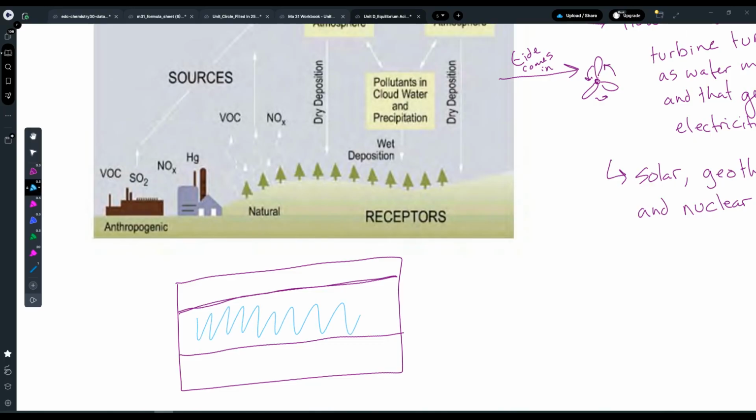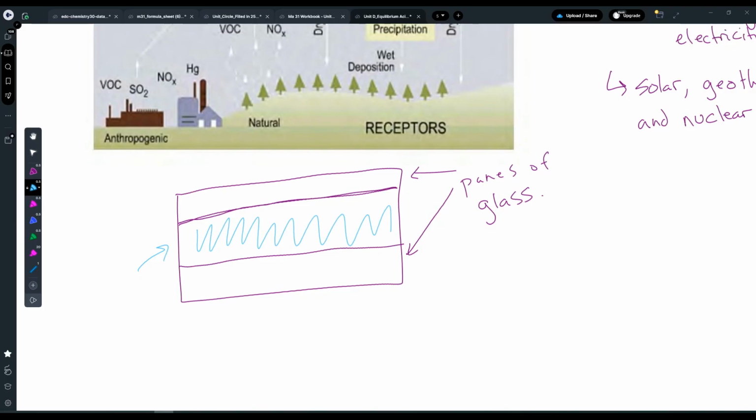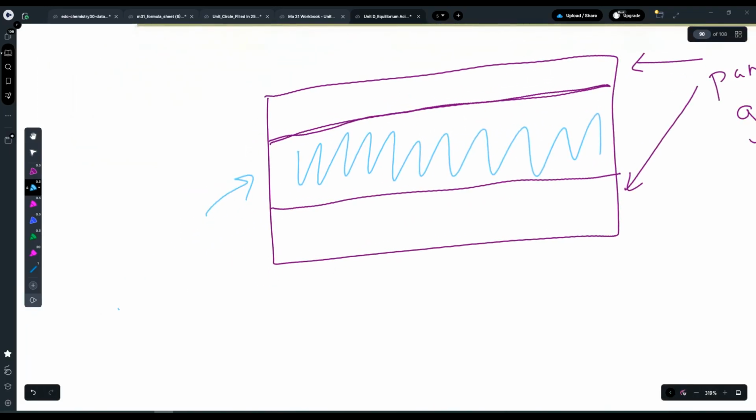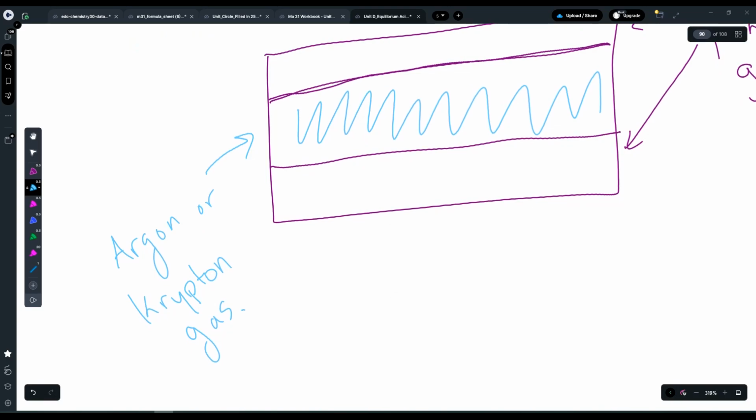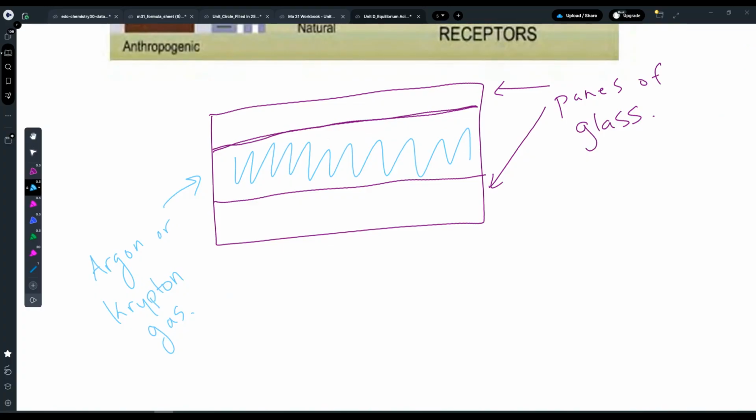And in between your panes of glass in your window, there is a gas that could be either argon gas or krypton gas. So both gases are quite dense and they're quite terrible at transferring heat. So when something's terrible at transferring heat, it's really good at insulating things. Okay, so if you have argon or krypton gas in between 2 panes of glass in your window, then that's going to reduce the amount of heat lost through the window.